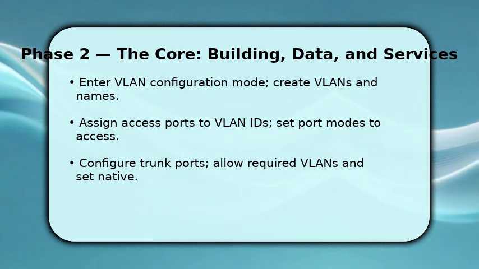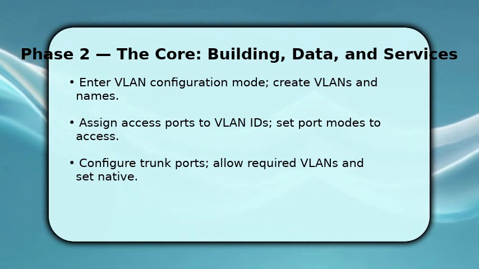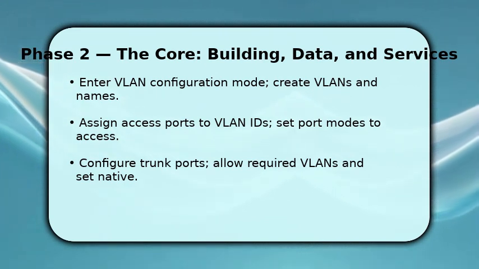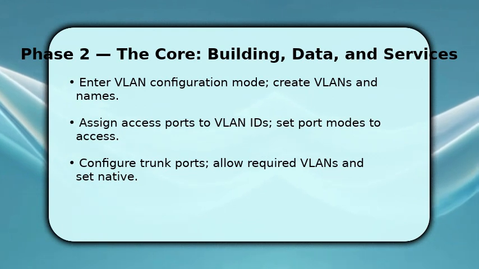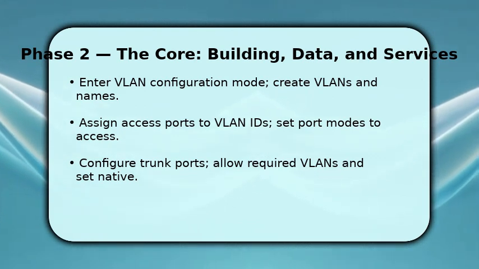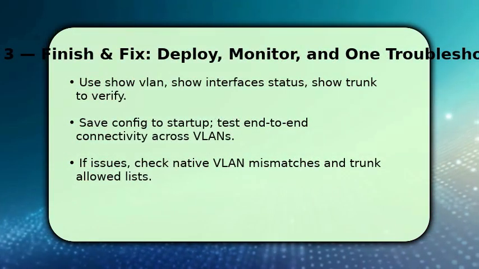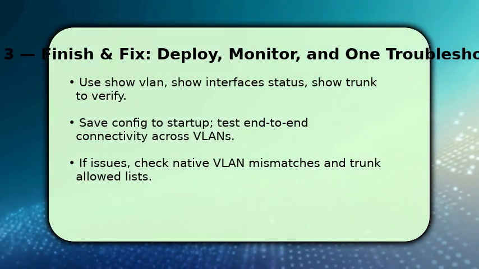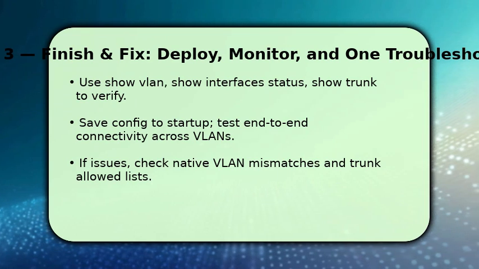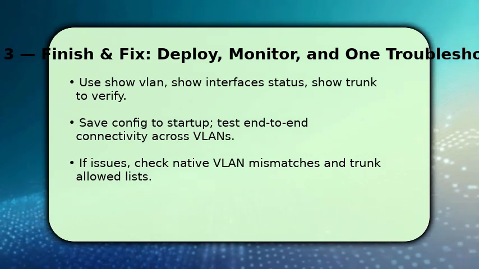Make sure to save each step in running config and verify with show commands so changes persist, and you can validate connectivity as you proceed. You finish by verifying every change. Run show Vlan to confirm creation, show interfaces status to check assignments, and show trunk to verify allowed Vlan.